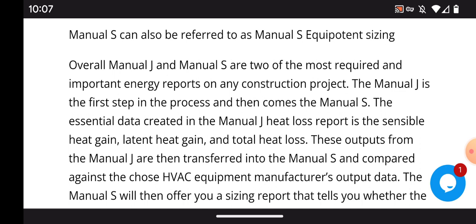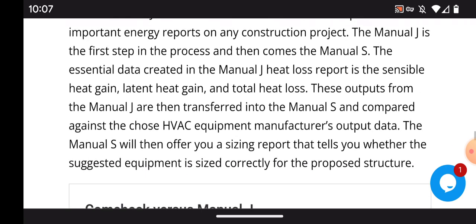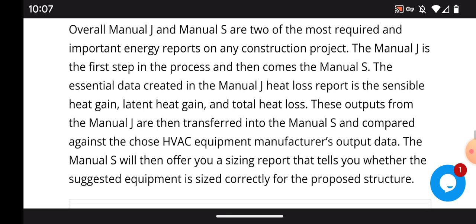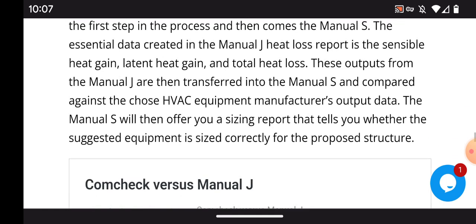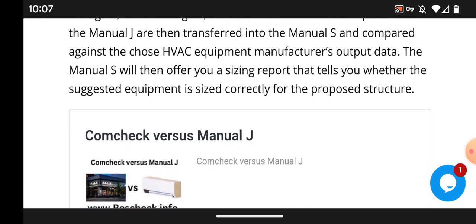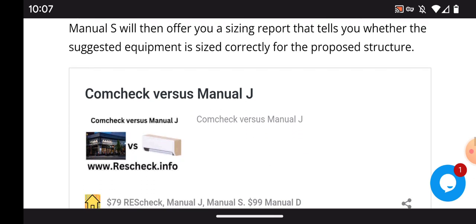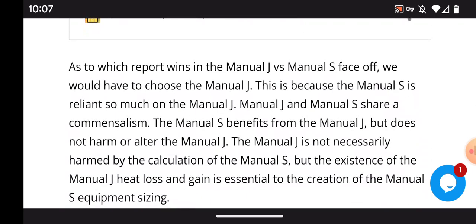Overall, Manual J and Manual S are the two most required and most important energy reports on any construction project. The Manual J is the first step in the process when it comes to Manual S. The essential data given in the Manual J heat loss report is sensible heat gain, latent heat gain, and total heat loss. These outputs from the Manual J are then transferred into the Manual S and compared against the chosen HVAC equipment output data. The Manual S will offer you a sizing report that tells you whether the suggested equipment is correctly sized to the proper structure.